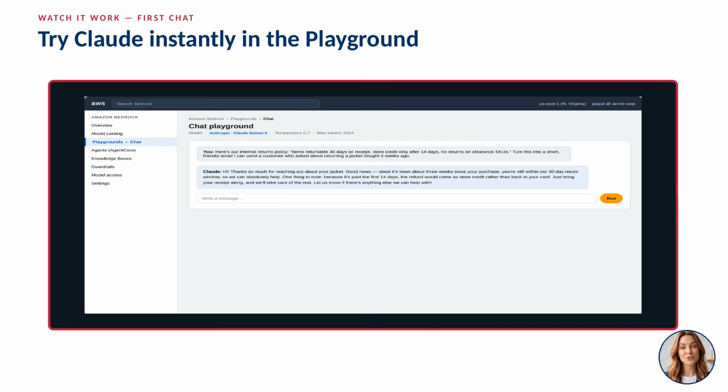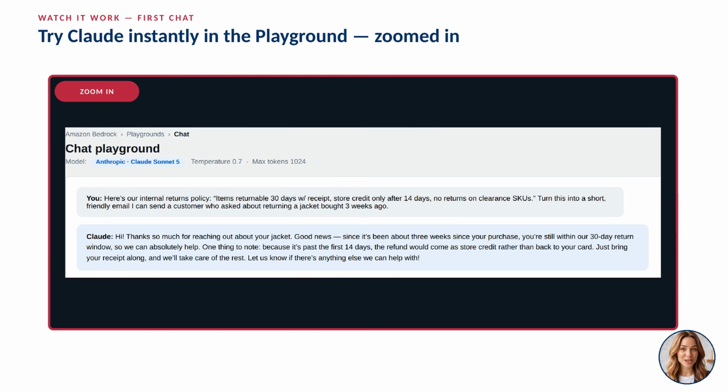Here's a genuinely useful first test. I've pasted our messy internal returns policy and asked Claude to turn it into a short, friendly email for a customer who bought a jacket 3 weeks ago. Look at the answer. It caught that 3 weeks means store credit rather than a card refund, and worked that into a warm, natural reply. This is the fastest way to find out whether Claude handles your task well. Test it here before a developer writes a single line of code.